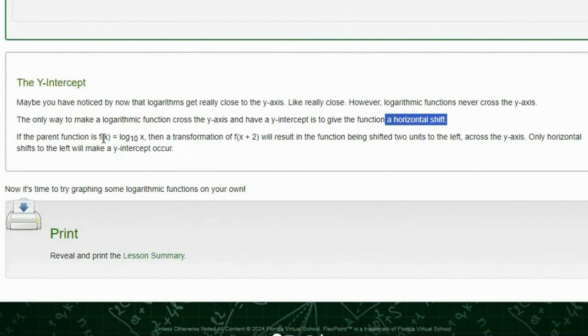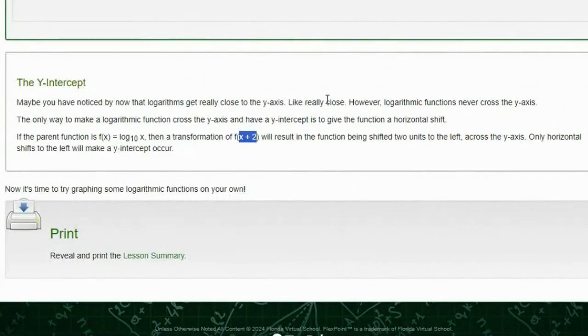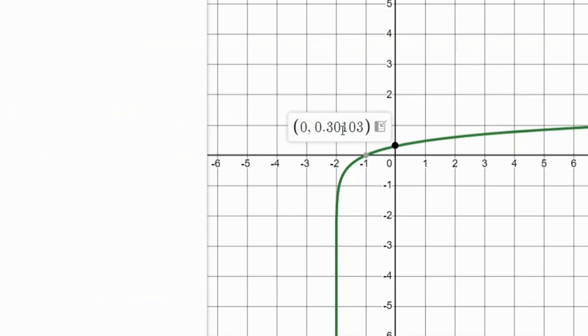If the parent function's just f of x equals log base 10 of x, then the transformation of x plus 2 in parentheses will shift it 2 units to the left, just like that, across the y-axis. Now the asymptote is y equals negative 2, by the way. See, now it never touches the negative 2, but it gets closer and closer.